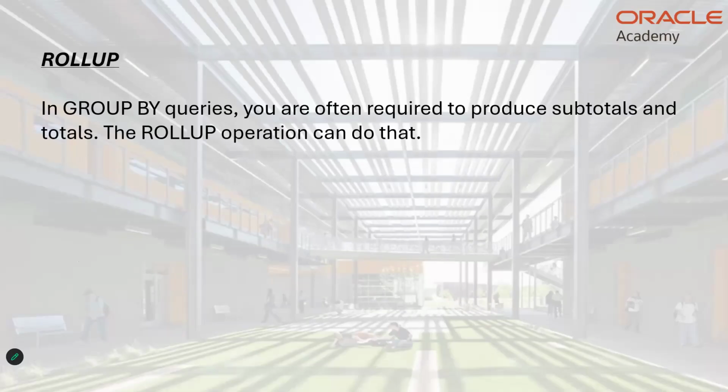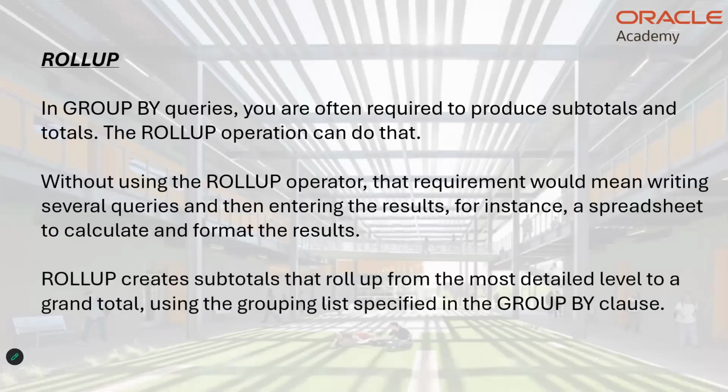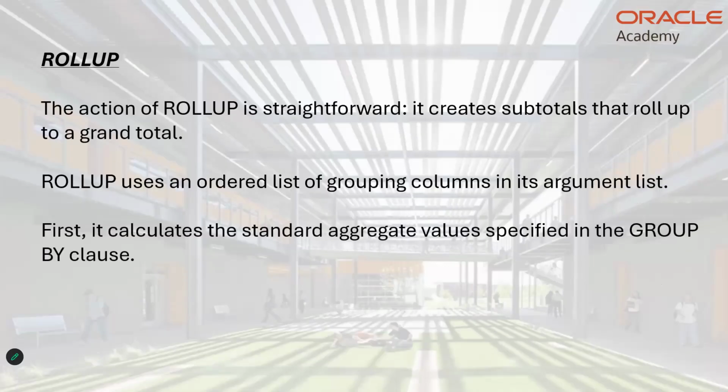So in group by queries, you're often required to produce subtotals and totals. The roll-up operation can be used for that. Without using roll-up, you can write several queries, although sometimes even using a spreadsheet is a little bit easier than writing some of these simple queries. But roll-up creates subtotals that roll up, hence the name, from the most detailed level to the grand total. And that's accounting 101, I know you're all thrilled about that, but that's where this comes from. So it's straightforward. It creates a subtotal that rolls up to the grand total.